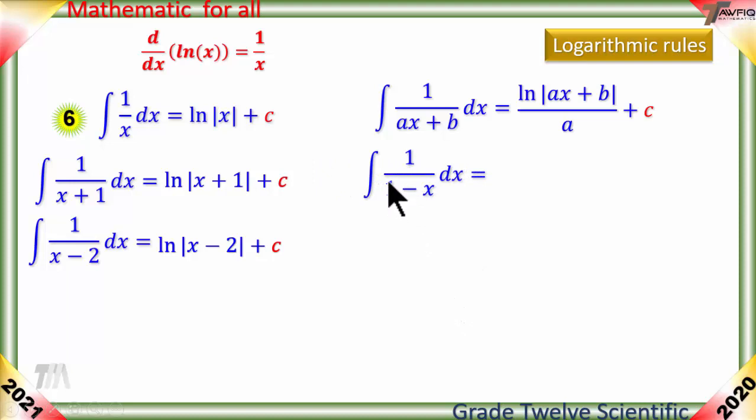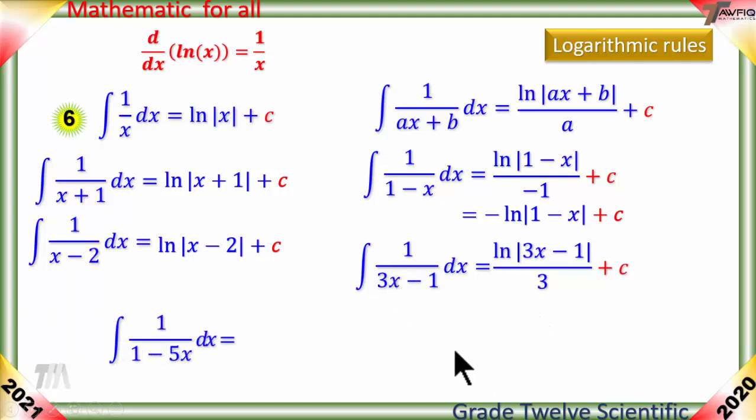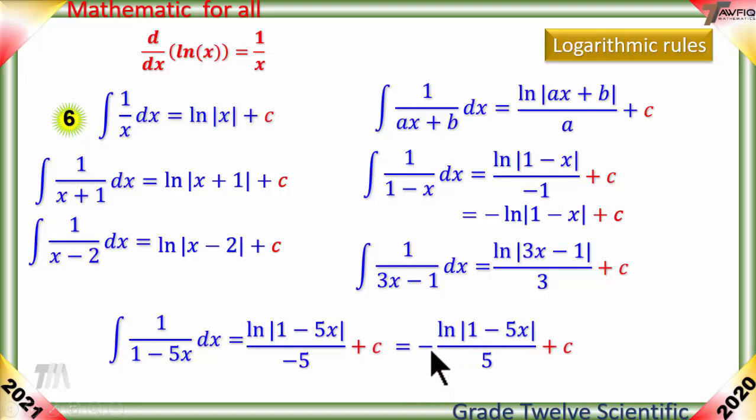For example, the integral of 1 over 1 minus x dx is equal to ln of 1 minus x. The derivative of 1 is 0 and the derivative of minus x is minus 1, and we can simplify this one. It becomes minus ln of 1 minus x plus c. Now, the integral of 1 over 3x minus 1 is equal to ln of 3x minus 1 over 3, because the derivative of 3x is 3. The integral of 1 over 1 minus 5x dx is equal to ln of 1 minus 5x over the derivative of minus 5x, which is minus 5. Simplifying, it becomes minus ln of 1 minus 5x over 5 plus c.